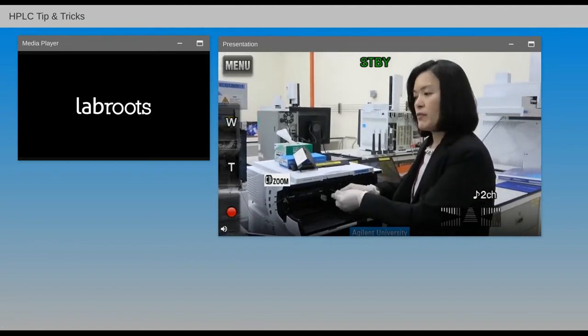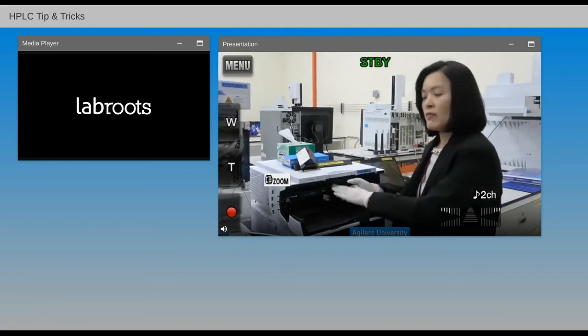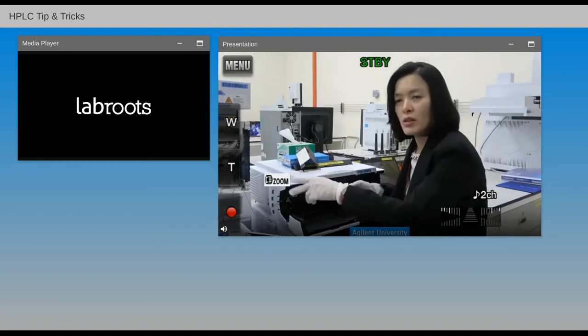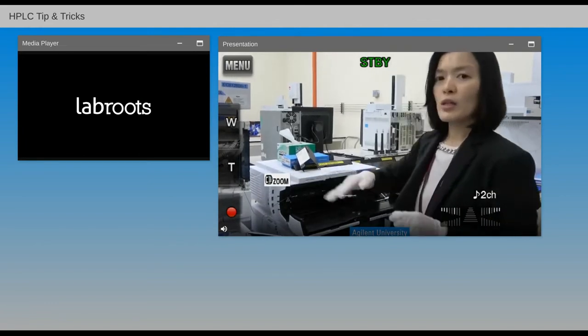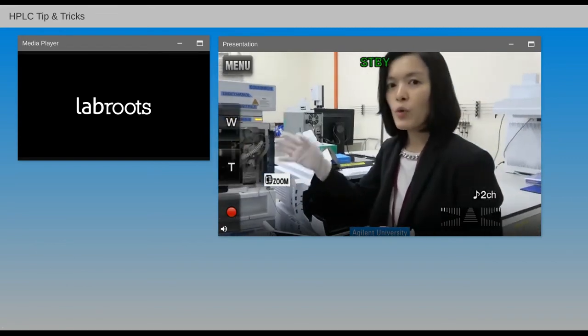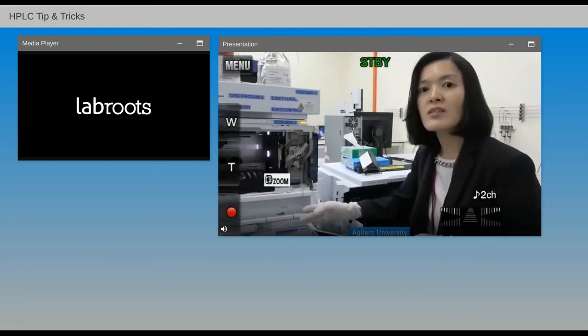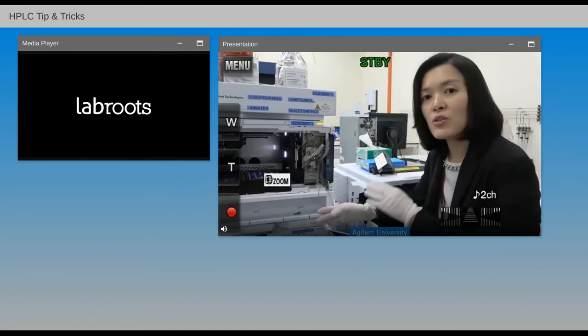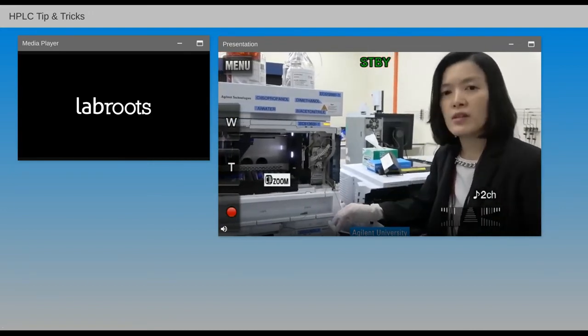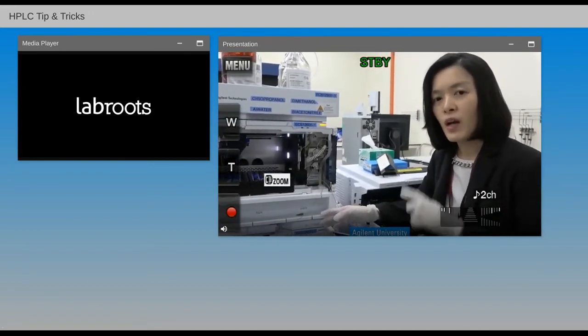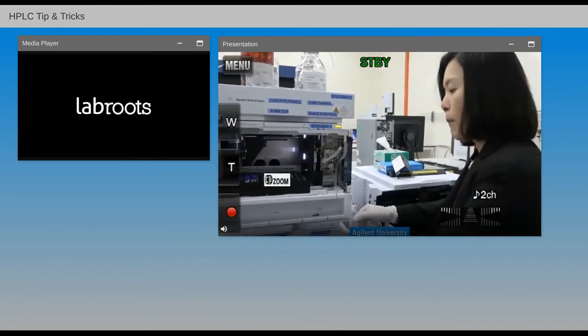Okay, what if you have eliminated the column, but it's due to the instrument? You will start to wonder which part of the instrument caused the back pressure. So how can you find out which part of it caused the high back pressure? The first thing you can do is open the purge valve.